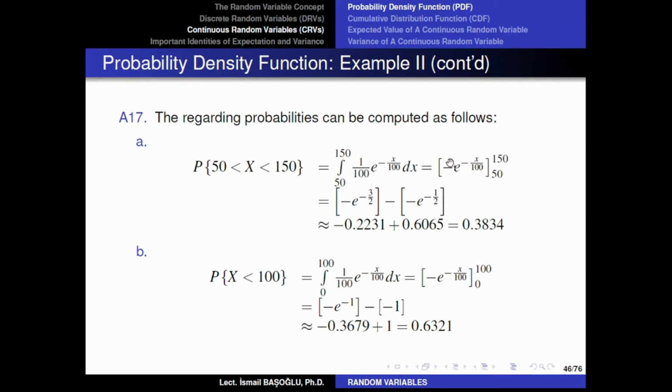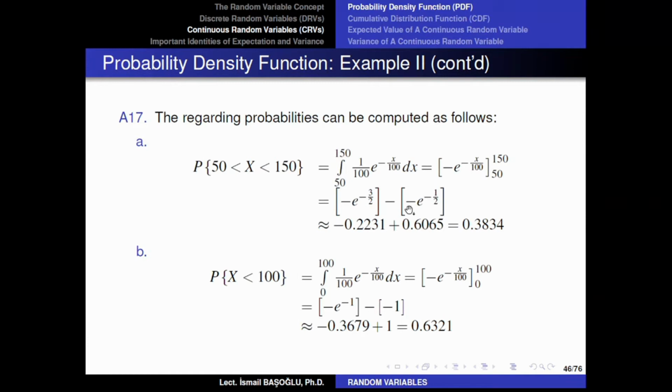Now, you will simply plug in the values 150 and 50 here. And if you plug in 150, you get minus e to the power minus 3 over 2. If you plug in 50, you get minus e to the power minus 1 over 2. With a subtraction operation, their difference will give you the probability. For the first part, it is minus 0.2231. And for the second part, we have minus 0.6065.